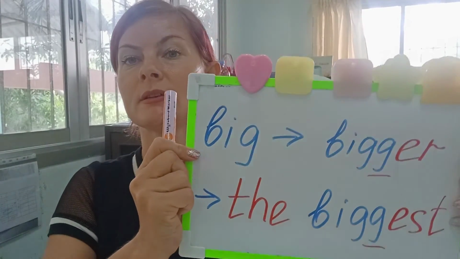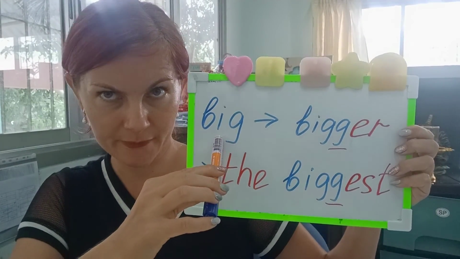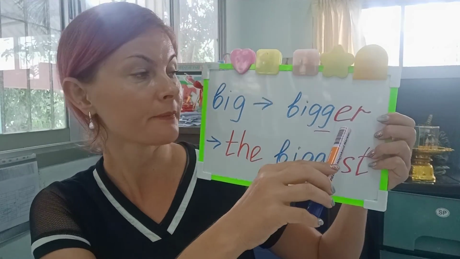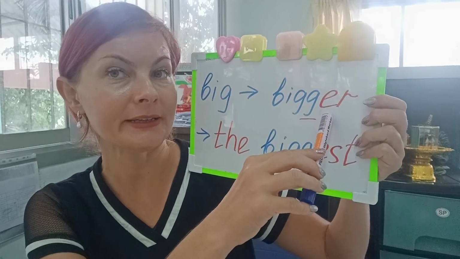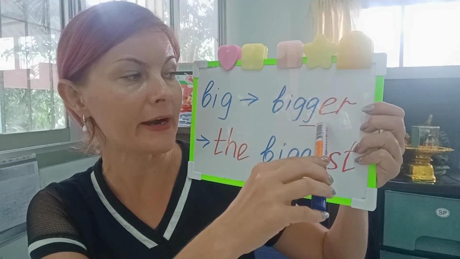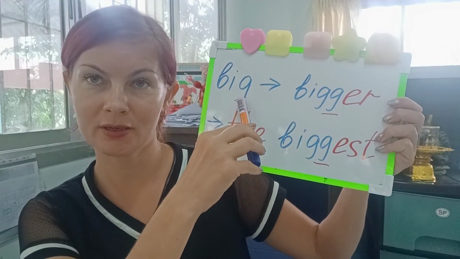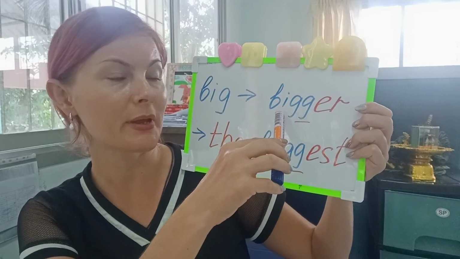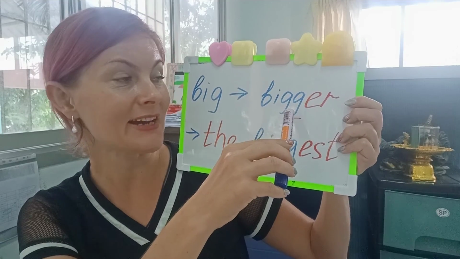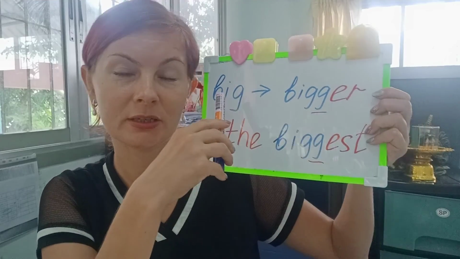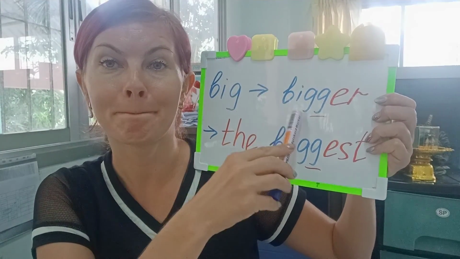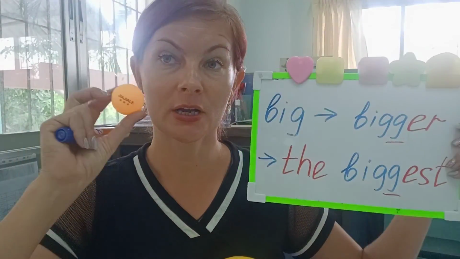You use this adjective, big, for example, and I want to make comparing. I need to add er, bigger, but because I have g in the end, I need to make double g because it's a rule. I will explain you later. So big, bigger. If I want to compare two things, I can say this ball is bigger than this ball.